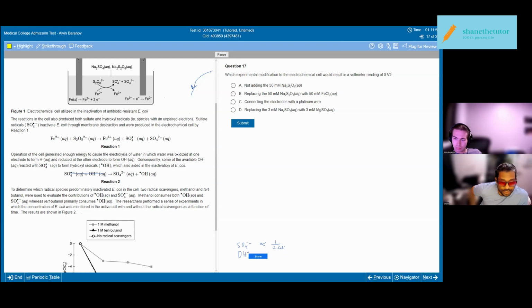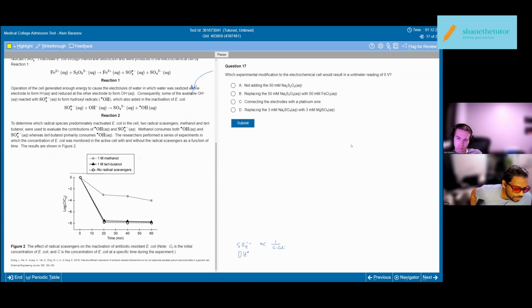Okay, so we want to see what works better. They monitored E. coli concentration in the active cell with and without the radical scavengers as a function of time. So concentration of E. coli is going to be our independent variable, and the dependent will probably be, you can scroll down some, log of C over C0. Initial concentration of E. coli, got it, and C is the concentration of E. coli at a specific time in the experiment. Oh, time is the independent variable.